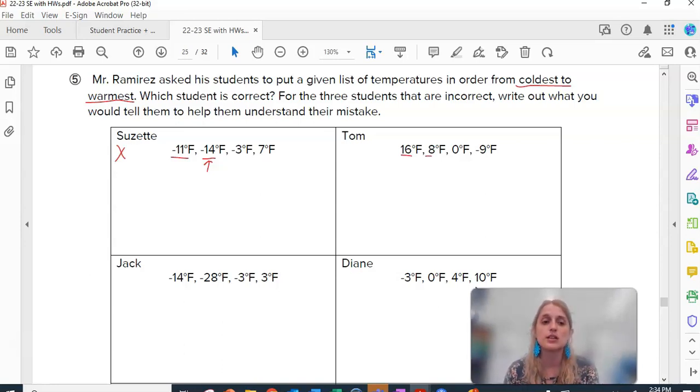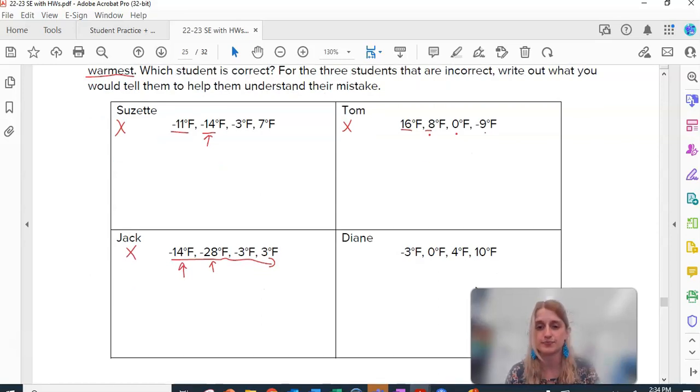16, 8. Okay, so you can see that Tom and Suzette actually got different lists. 16 is the coldest, then 8 is warmer, then 0 is warmer, then -9 is warmer. No, Tom, I don't agree with that. -14, -28. Wait, we're supposed to be getting warmer as we go. Same issue. That is not warmer than that. Let's just double check Diane.